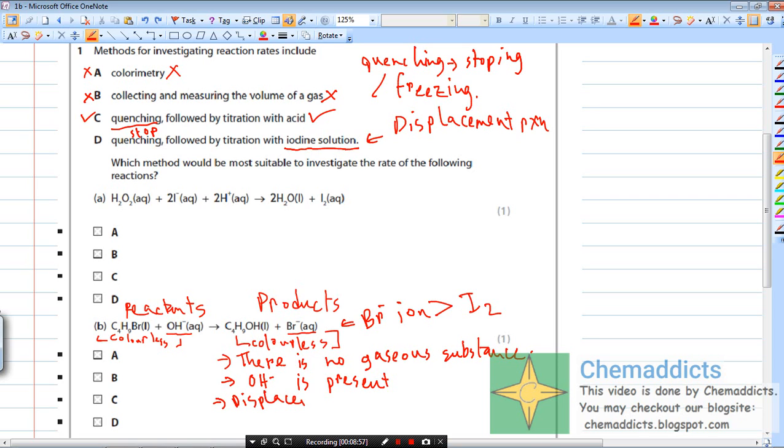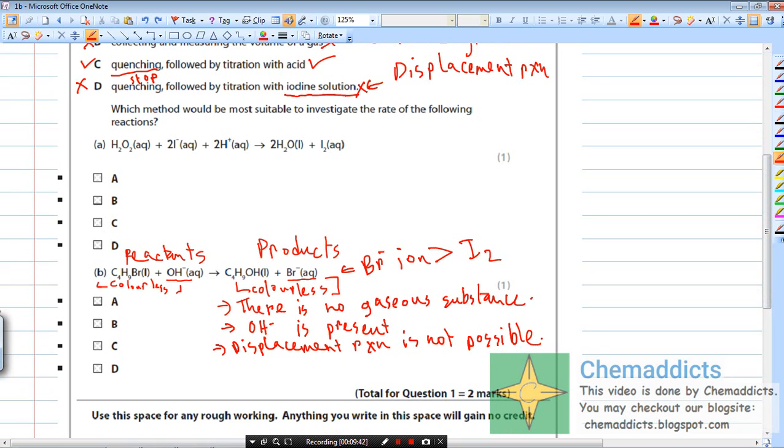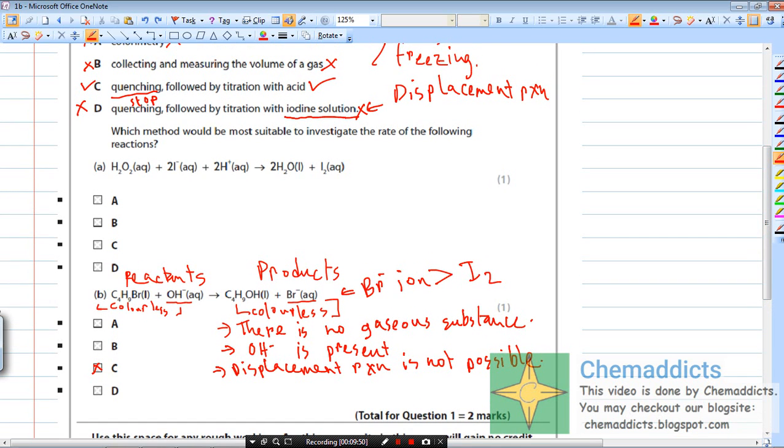So a displacement reaction is not possible, since iodine is less reactive than bromine. Let me repeat: bromine is more reactive than iodine, so we can't have a displacement reaction. Therefore this option is invalid. So the answer should be C, which is quenching followed by titration with acid.